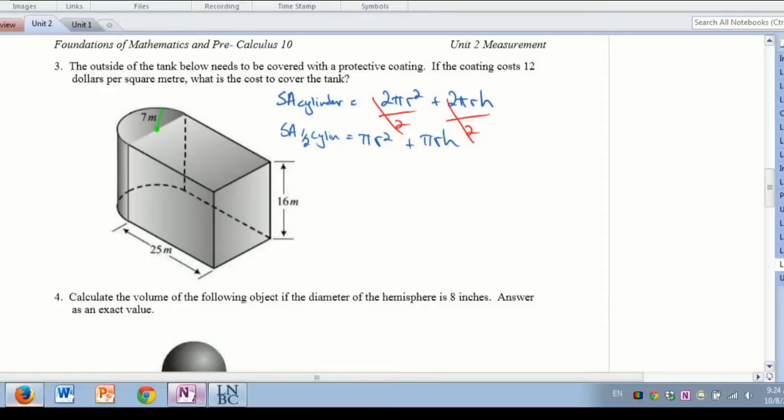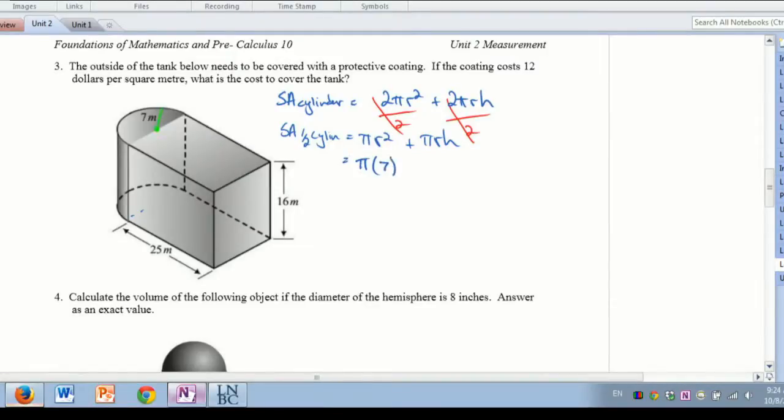So I'm going to do the sides of my rectangular prism. I have this bottom, we'll call it C. I'll do the sides of the rectangular prism separately, just to make sure I don't skip anything. So let's do the cylinder first.